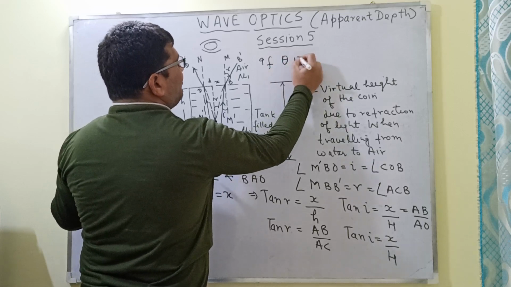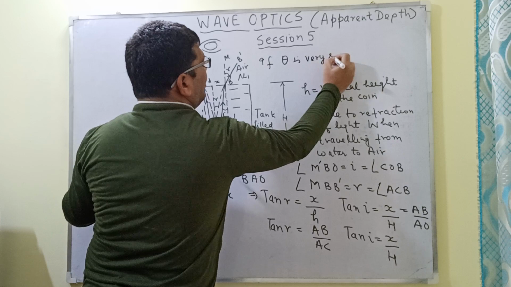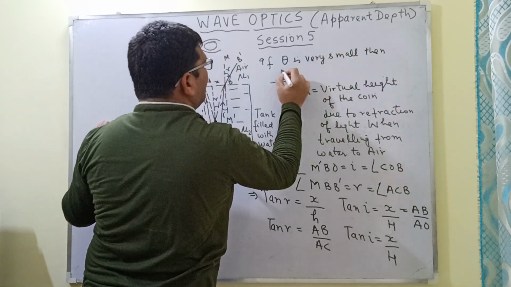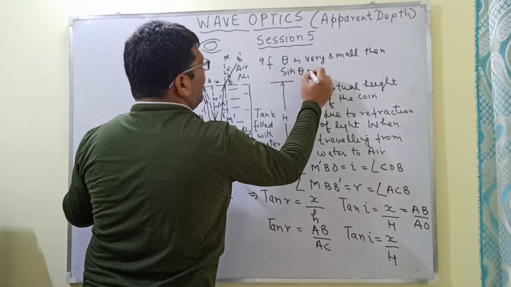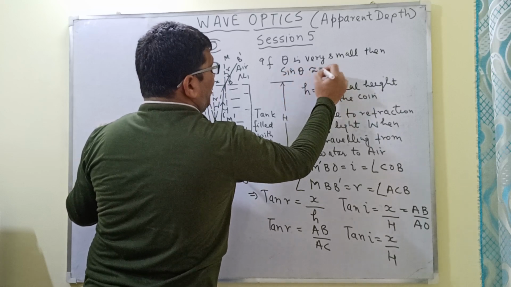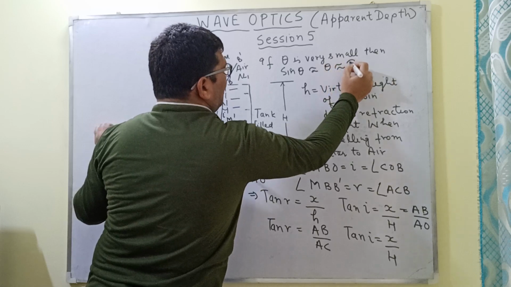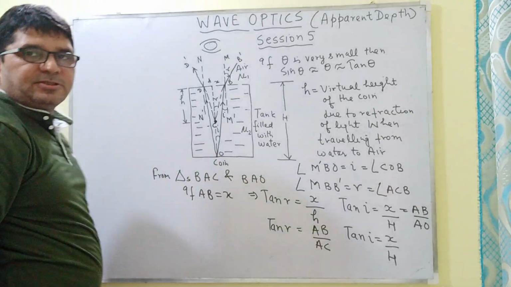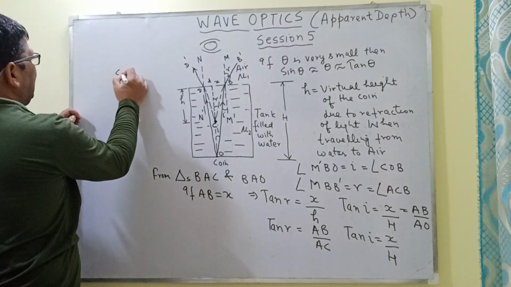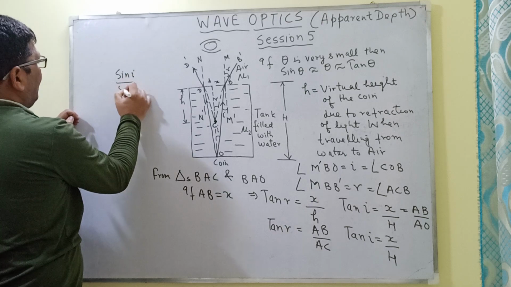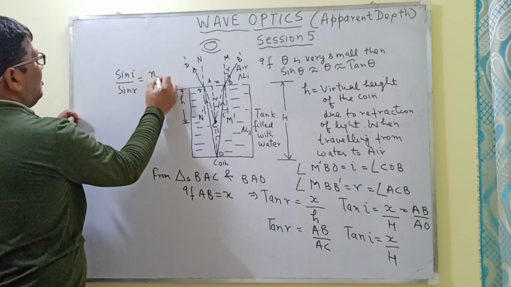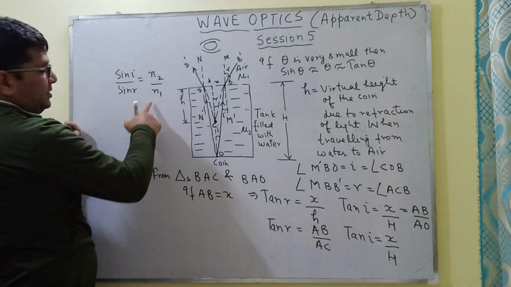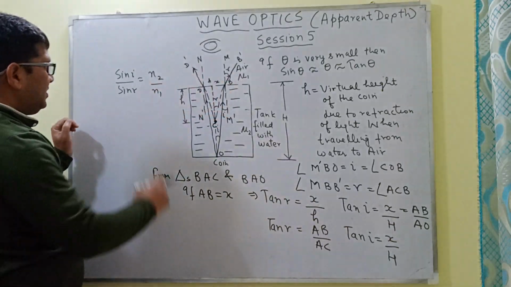Now if theta is very small, then sin theta is approximately equal to theta, and this is also approximately equal to tan theta. So now you know Snell's law. As per Snell's law, sin I upon sin R is equal to n2 upon n1. So this is what we have studied in our previous session.